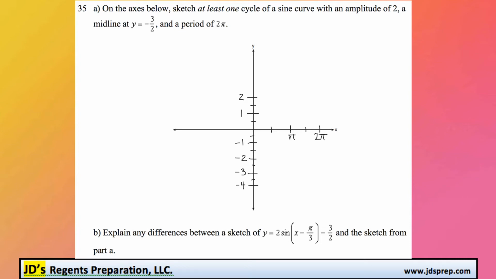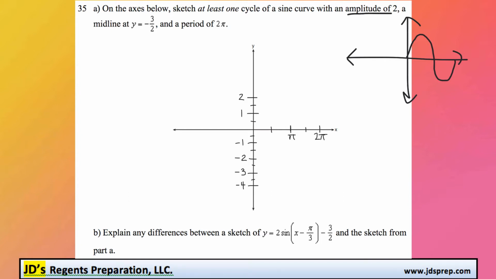This is question number 35 from the August 2017 Algebra 2 exam. In this question, we have to sketch at least one cycle of a sine curve with an amplitude of 2. First off, generally a sine curve starts at (0, 0) and would look like this. That would be an example of one cycle, meaning until it repeats itself.